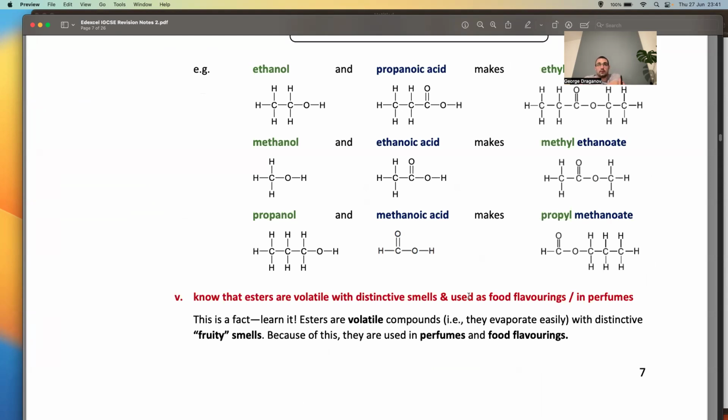So that completes the esters. So carboxylic acid plus alcohol makes ester plus water. And the one thing left for you to do next will be polymers. So we're going to go over addition polymers and condensation polymers. So see you next time.